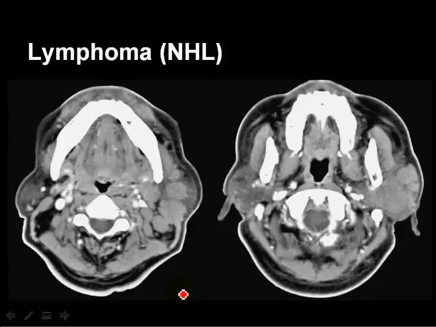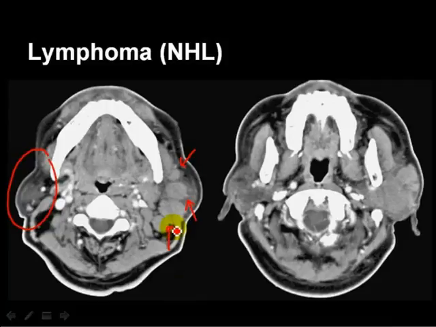Let's look at this particular patient with non-Hodgkin's lymphoma. Here we have the normal parotid gland, and within the parotid gland you get lymphoid tissues, and you do have small lymph nodes in the parotid gland. When disease affects these lymph nodes, they enlarge. So in this particular patient, we have a primary malignancy.